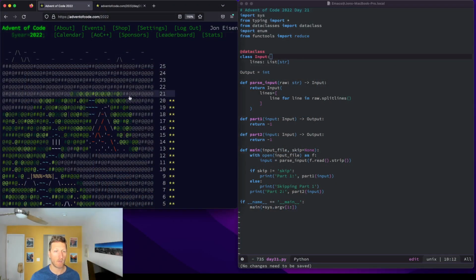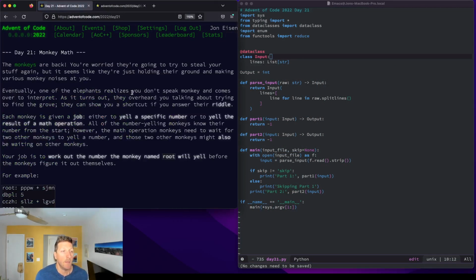And we're ready to go. Monkey math. The monkeys are back. You're worried they're going to try and steal your stuff again, but it seems like they're just holding their ground and making various monkey noises at you. Eventually, one of the elephants realizes you don't speak monkey and comes over to interpret. As it turns out, they overheard you talking about trying to find the grove, and they can show you a shortcut if you answer their riddle.